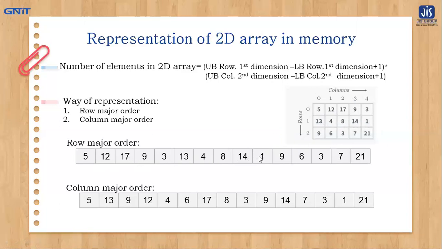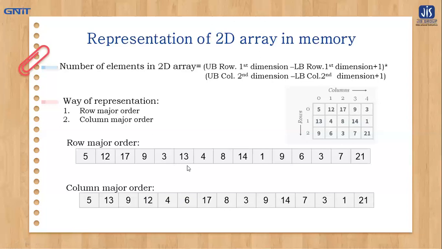Again we write the second row, then the third row. So we are storing the data row wise. Okay, this is the row major order. Next is the column major order where we have to store the data column wise. So what are the values we have? That is 5, 13 and 9 in the first column. So we are storing 5, 13 and 9. Then 12, 4, 6. Like this way we will store all these 5 columns.